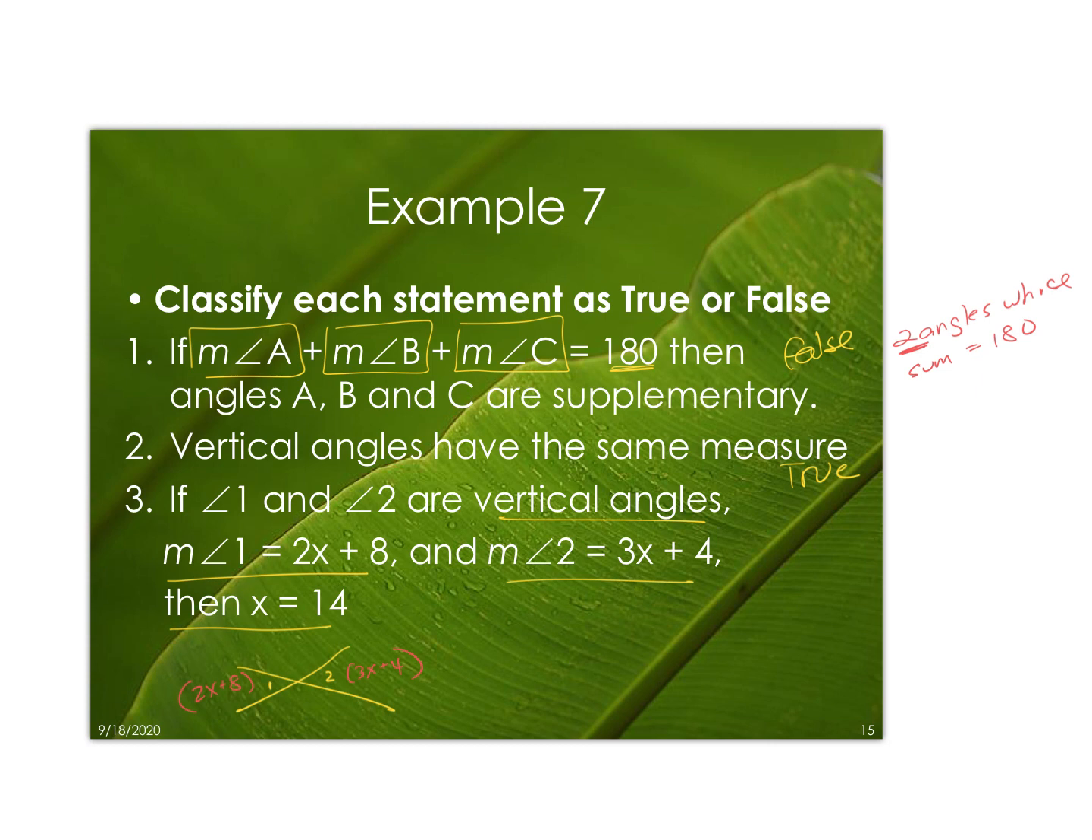So the setup for this, obviously, if they're vertical angles, 2x plus 8 would equal 3x plus 4. So now we have to solve for x. So I'll subtract 3x from both sides. Minus x plus 8 equals 4. I'll subtract 8 from both sides. I'll get minus x equals minus 4, and I'll get that x equals 4. And so x does not equal 14. So this is false. Okay, it does not equal 14. It equals 4.